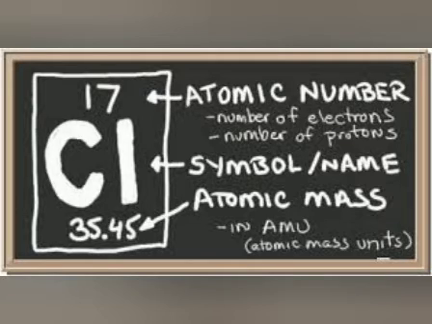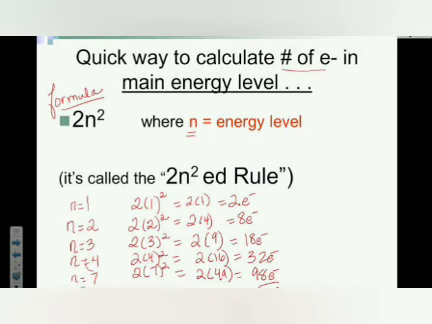Then how to find the number of electrons in a specific orbit? One easiest method is by using the formula 2n square. N is the number of orbit. In first orbit, the maximum number of electrons is 2 into n, meaning orbit number, that is 1 square, that means 2 into 1 square is equal to 2.